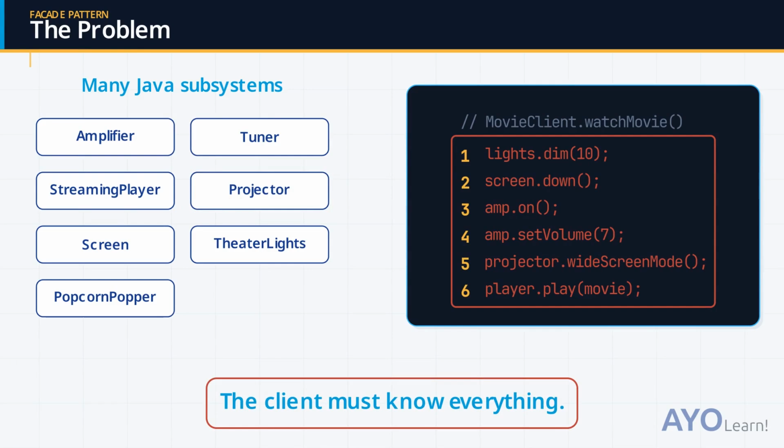To play a movie, the client must call many methods in exact order: dim the lights, drop the screen, power the amplifier, set volume, switch the projector to wide mode, then start the player. The client must know everything.